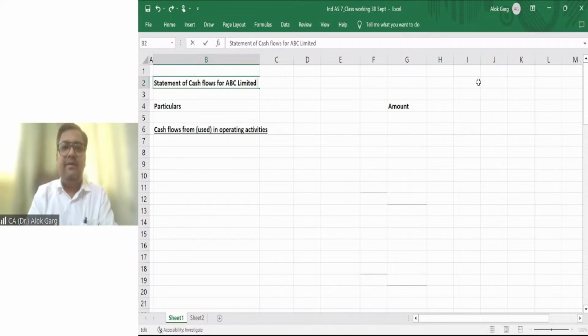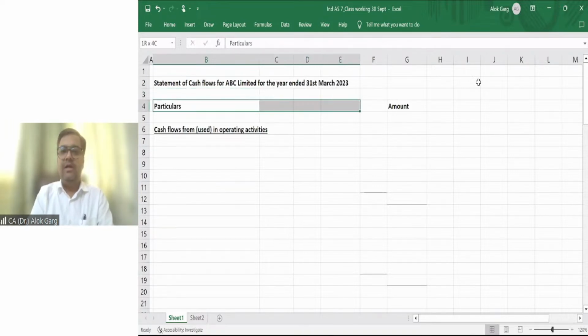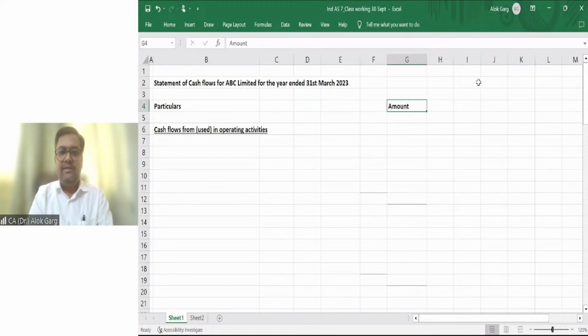for ABC Limited for the year ending or ended? Year ended. Why? Because these financial statements are getting prepared after 31st March. Okay. For the year ended 31st March 2023. Particulars, amount. Let's say this amount is rupees in crores. You remember your currency, your unit of rounding off. This is required to be disclosed.